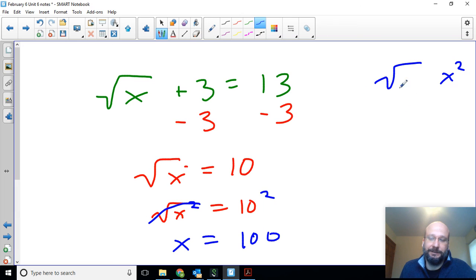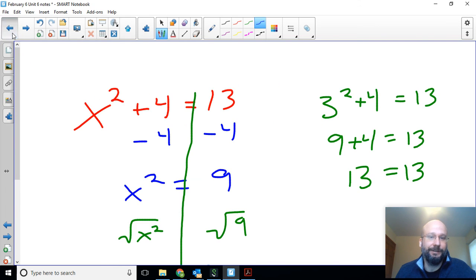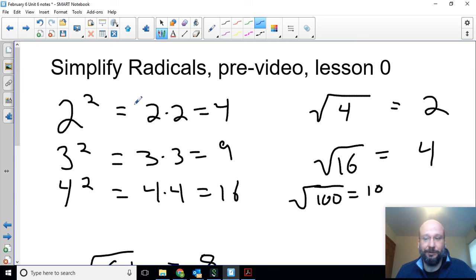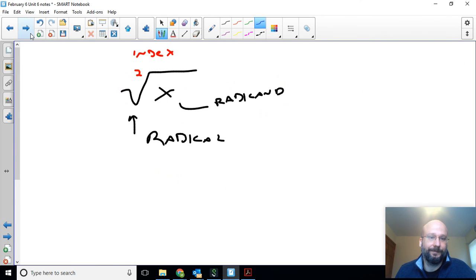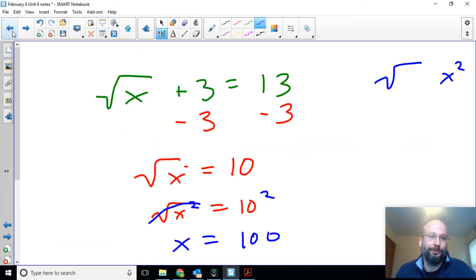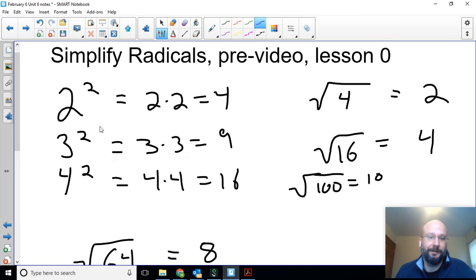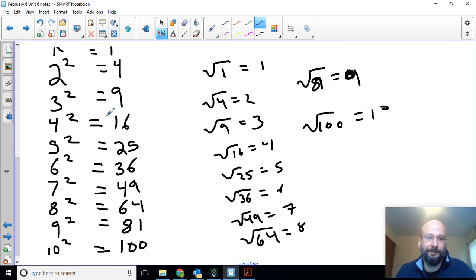I might throw in some questions like this. Maybe not though, because this lesson and the next one, we're just going to focus on simplifying radicals. And it's important that the better you know your perfect squares, the easier this will be. That's it for this lesson. Again, it's lesson 0. Just to review.